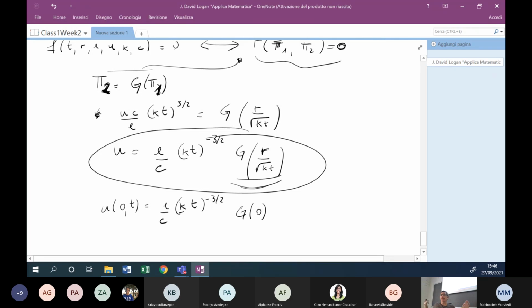So without solving any equation, I can already say that the temperature at the origin, at R equal to 0, scales as time to the power minus 3 halves, which is already a very nice result if you consider the fact that, again, I didn't write any precise equation for my phenomenon. It's just a consequence of the dimensional analysis that I've done of the problem.